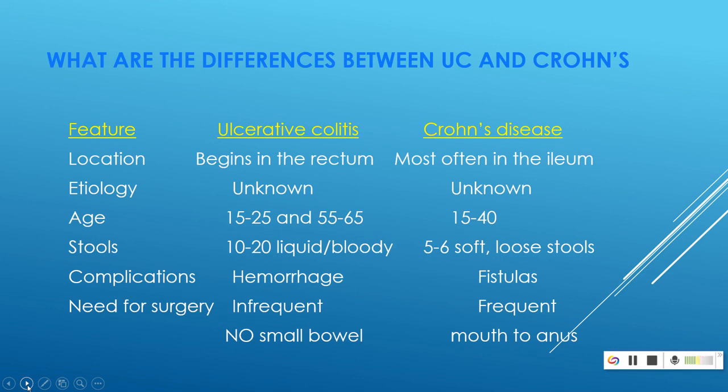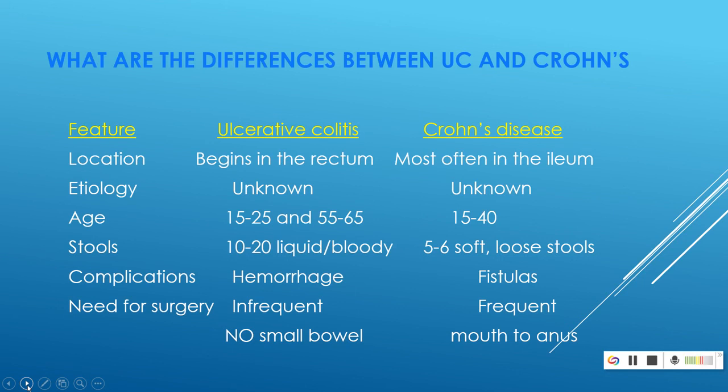Complications. Ulcerative colitis, you can hemorrhage. Ulcerative colitis keeps making the ulcers and eroding the mucosal lining. Eventually, you're going to get down to the vascular bed and bleed. Crohn's disease, the biggest complication is the fistulas, the enterocutaneous and the enteroenteric fistulas.